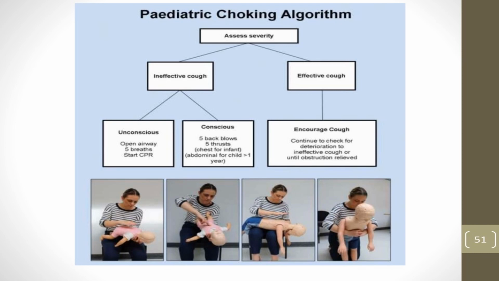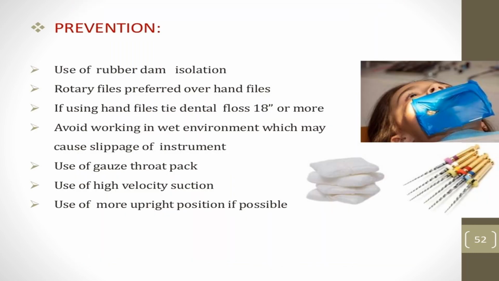Prevention: use of rubber dam isolation; rotary files preferred over hand files. If using hand files, tie dental floss, 18 inches or more. Avoid working in a wet environment which may cause slippage of instruments. Use of gauze throat pack. Use of high velocity suction. Use of a more upright position if possible.